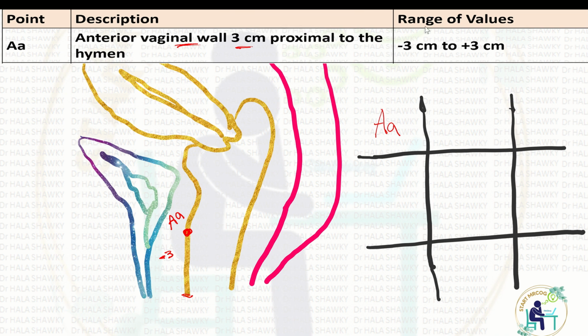Point A range of values could be minus 3 cm to plus 3 cm. So it is like a fixed point. And when the prolapse occurs, it could be here, down here, could be here. Maximum, it will appear plus 3 cm outside the hymen. So the range of movement for point A anterior is minus 3 until plus 3.